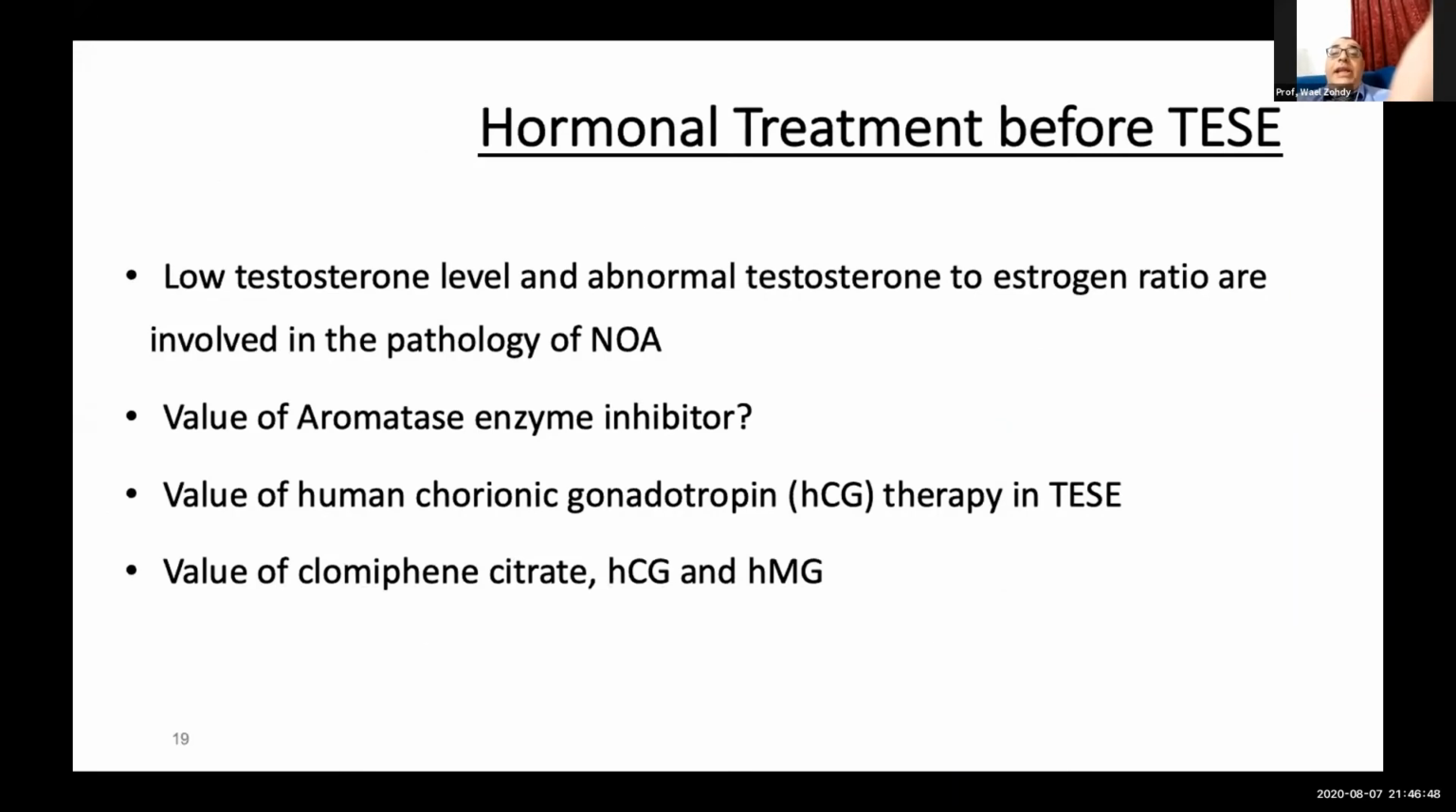This is regarding hormonal treatment or hormonal optimization, as we said. So aromatase enzyme inhibitor is one of the options, as is treatment before TESE with HCG, HMG, or clomiphene citrate. The main idea here is to increase the intratesticular testosterone production. Basically, testosterone levels inside the testicles are 100 times the serum levels. And these testosterone levels are important to restore Sertoli cell function, to improve DNA synthesis in the spermatogonia, to enhance spermatogenesis and spermiogenesis, and improve spermiation. So again, hormonal treatment is debatable, as we will discuss later. Next.